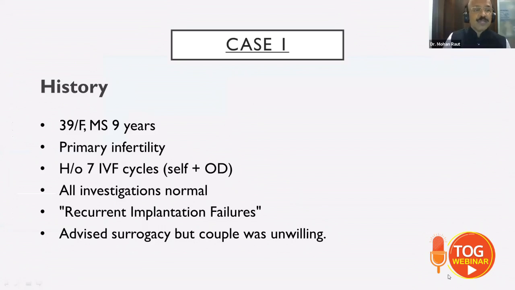So this was a 39-year-old patient, married for 9 years, primary infertility, history of 7 IVF cycles, self as well as OD, all investigations normal, labeled as recurrent implantation failure, unexplained, advised surrogacy, but the couple was unwilling. Yes, Dr. Mugdha?